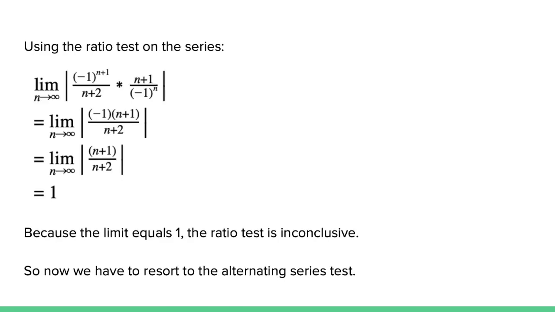We'll apply the ratio test definition, where the limit as n approaches infinity of the absolute value of a of n plus 1 divided by a of n. We will evaluate this limit and we get the value of 1. So because the limit equals 1, we know that the ratio test is inconclusive, so we have to resort to the alternating series test now.